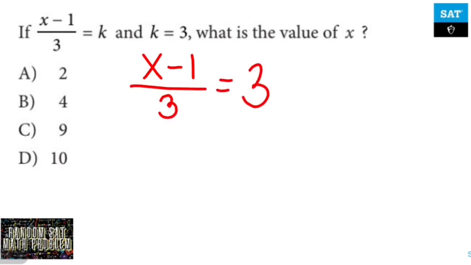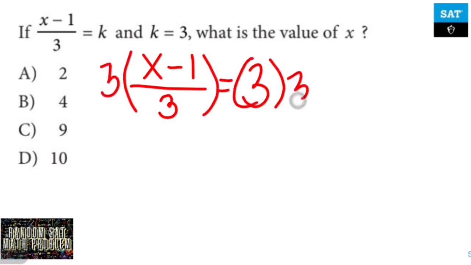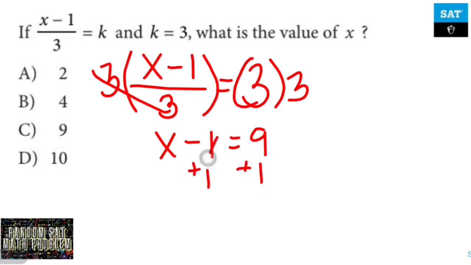See? Multiply both sides by 3. X minus 1 equals 9. To get x all by itself, you do the opposite of minus 1, which is plus 1. And x equals 10. Bada bing. Done.